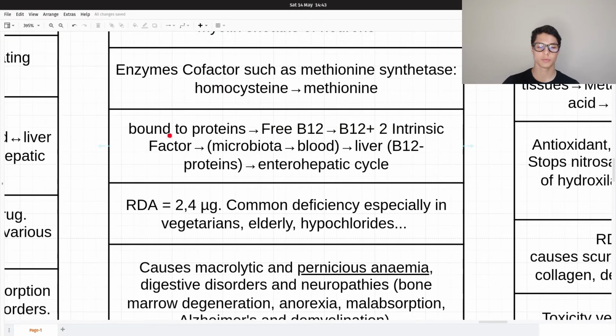We find vitamin B12 bound to proteins which we need to free for the absorption. So free B12. The vitamin B12 gets bound to the intrinsic factor from the stomach, because without intrinsic factor the vitamin B12 cannot be absorbed, and then it goes to the blood, going through the enterocytes, of course. We also have small amounts of microbiota production of vitamin B12, but they are not significant. From the blood it goes to the liver, and in the liver the vitamin B12 is then bound to the proteins again, and is eliminated through the enterohepatic cycle.